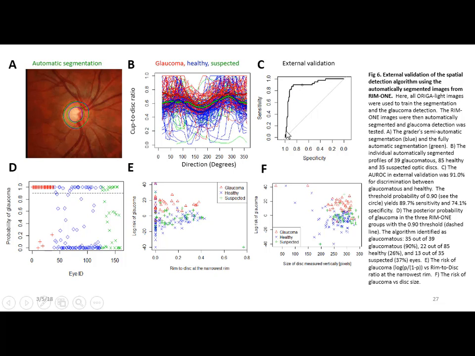The area under the curve was now smaller. It was around 91%, okay? And here is the probability of glaucoma for each of the 150-something eyes. These ones were glaucomatous, and the posterior probability of glaucoma based on those 24-number profiles was almost one for almost all of them, but there were four of them here. These blue ones are healthy. Lots of them were here, estimated as probability zero, but there were also some very high. And these are the intermediate ones, the suspected ones.